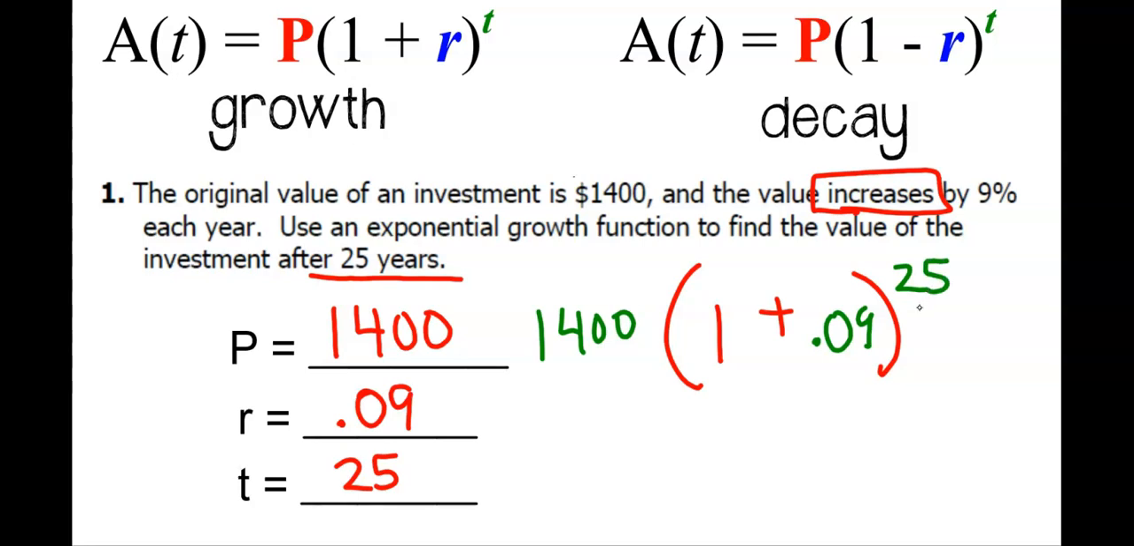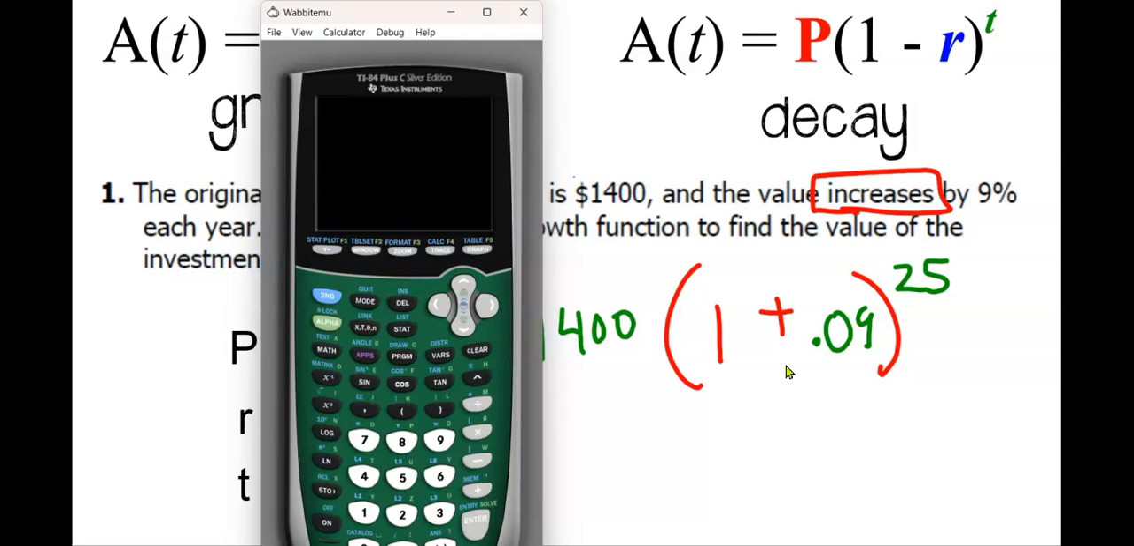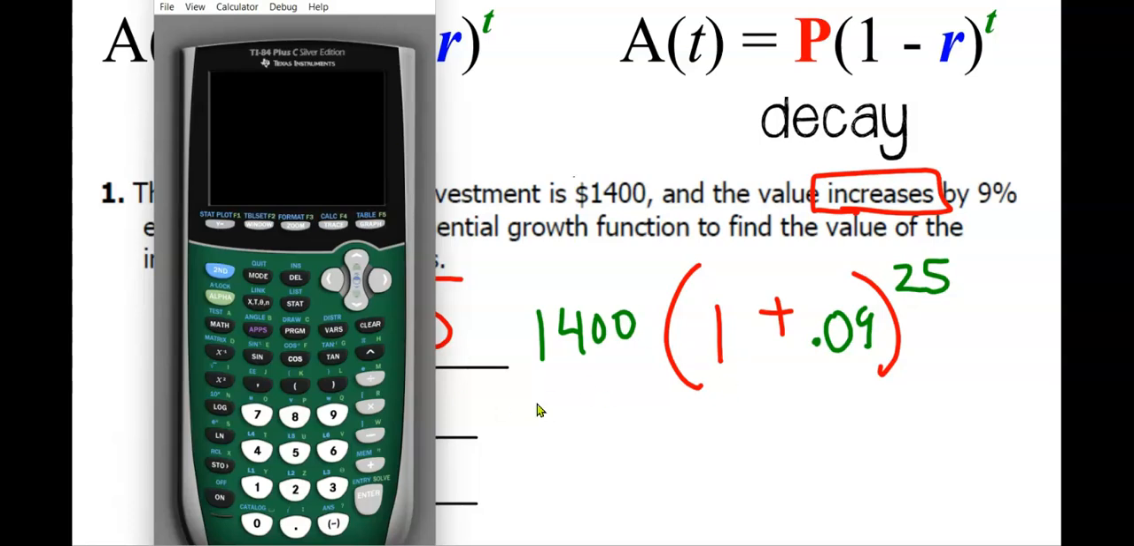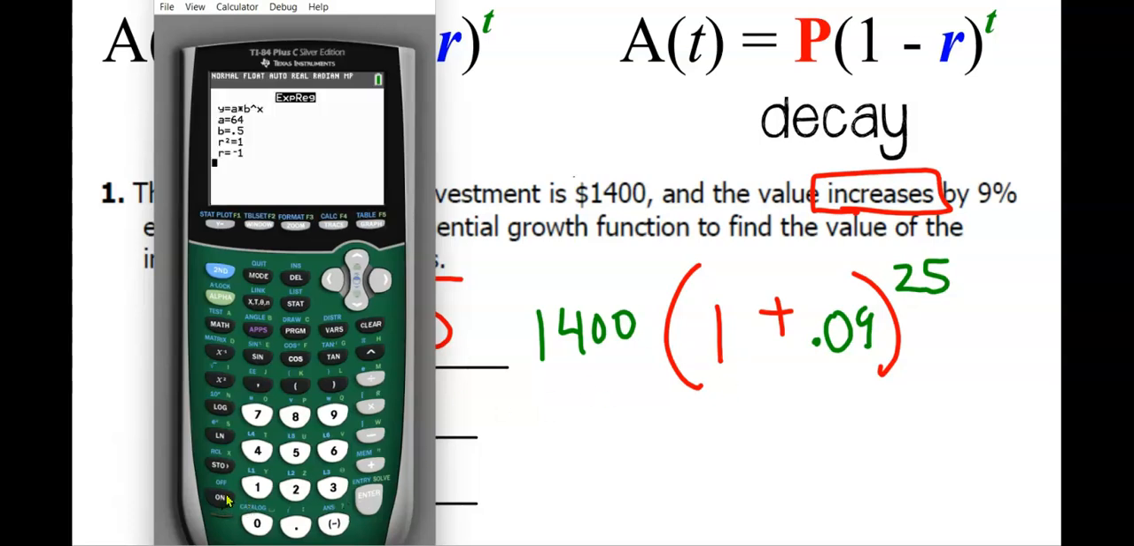Now, I can either type this into my calculator exactly how I filled in the formula here. I can type the parentheses, the 1, the plus sign, etc. Or I could actually add that 1 and 0.09 together. So here's what I mean. Once I press parentheses, I can type the actual addition sentence like this and raise it up to the power of 25.